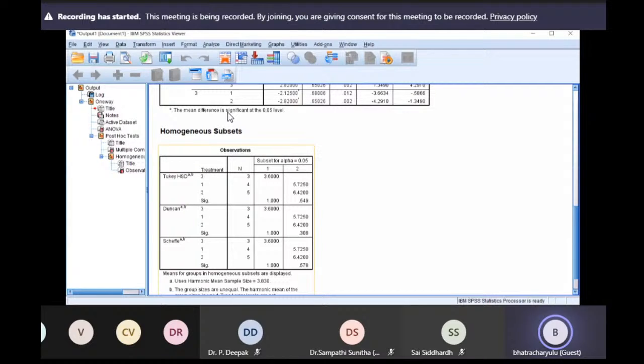So 3, 1 and 2. Here the number of observations is indicated, and for the two cases also how many observations, and their alpha level values, those are tabulated. Actually, if the hypothesis is rejected, generally we go for this Duncan's multiple range test. Okay, just go up and show the ANOVA table.